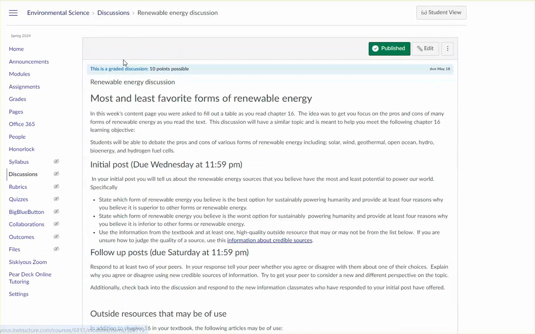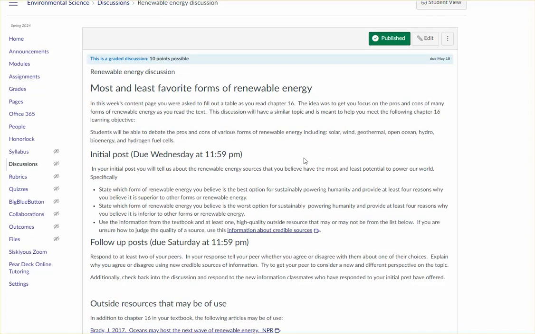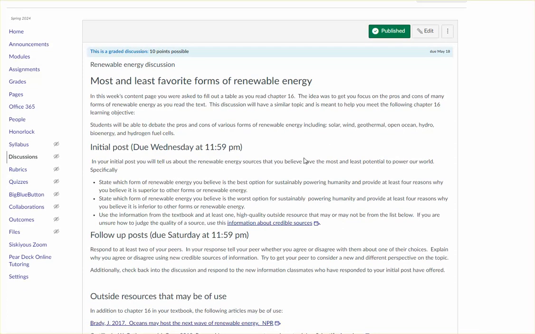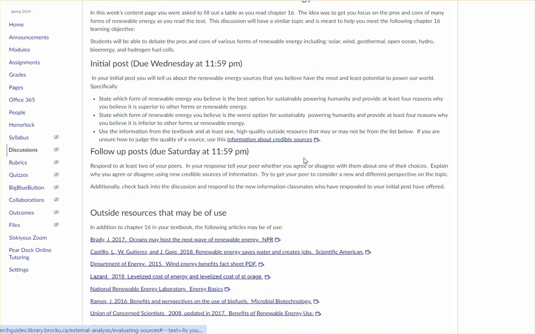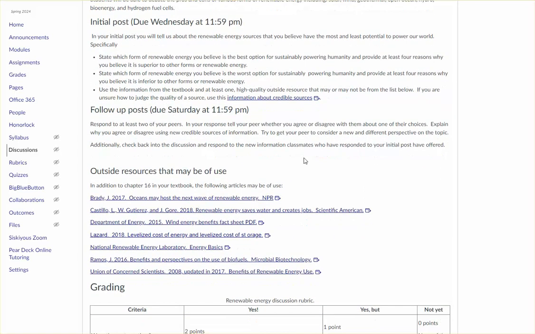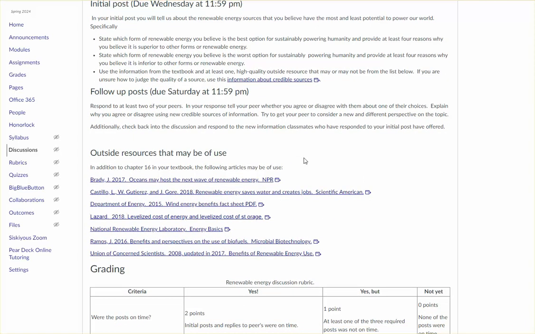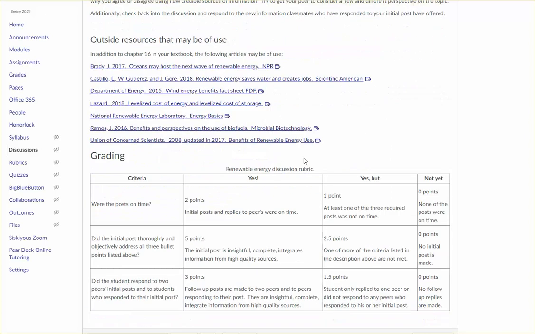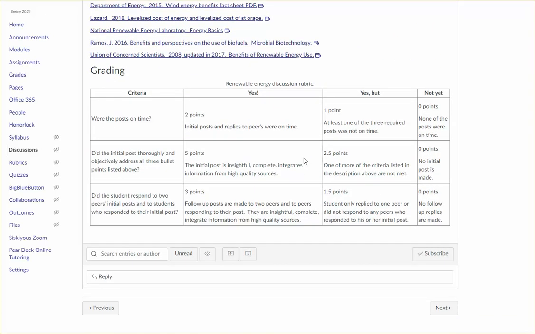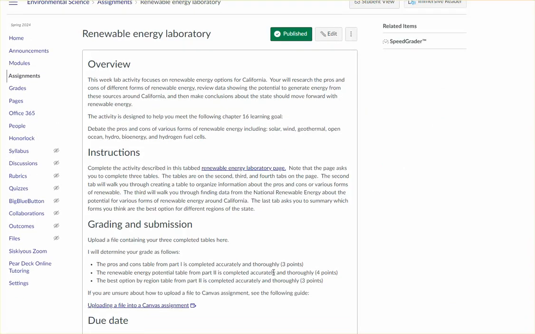This week's discussion is going to ask you to state and defend which source of renewable energy is your most favorite and your least favorite. So here's some high quality resources that I recommend you use to inform yourself. There's also a ton of information about this in your book. Please make your initial posts in this discussion by Wednesday and your follow-up posts by the end of the day on Saturday. This week's lab is also about renewable energy.